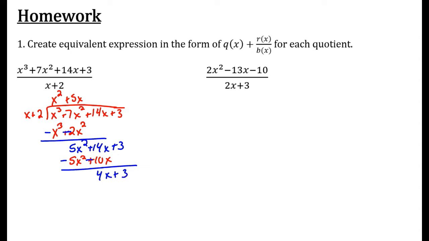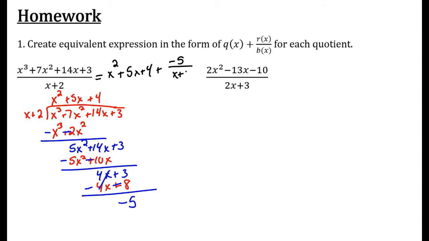And we start over again. Well, 4 times x is 4x. 4 times 2 is 8. Change my signs to subtract, and we have a remainder of negative 5. So this quotient equals x squared plus 5x plus 4 plus negative 5 over, well, what did I divide by? I divided by x plus 2.